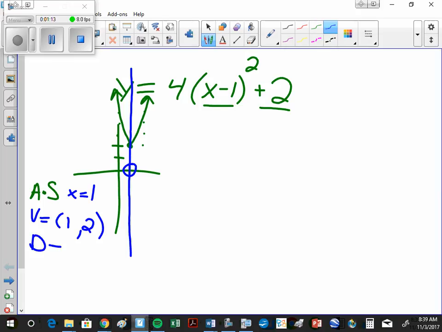What is the domain? All real numbers. And then what is the range? The range is from y equals 2 up. So down below 2, there is no graph. And we always start with the lowest number and then list the highest number. So the lowest one is 2, all the way up to infinity. 2 to infinity.